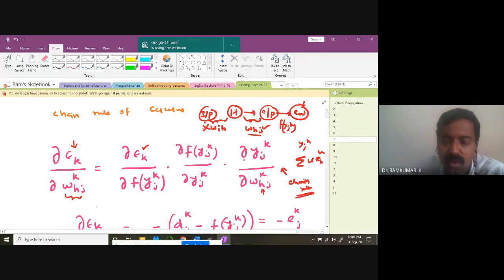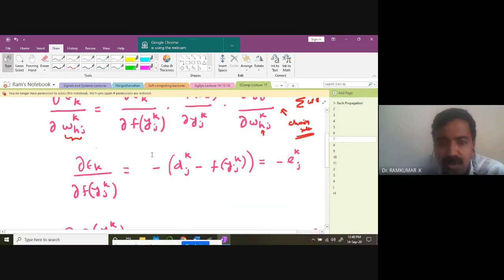It's a chain rule. Basically, we are trying to find the partial derivative of EK with respect to the output, how the output is changing with respect to YJK, and how YJK is varying with respect to WHJ. Then easily you can compute this value, ∂EK by ∂WHJ. So now we can compute these three values one by one.